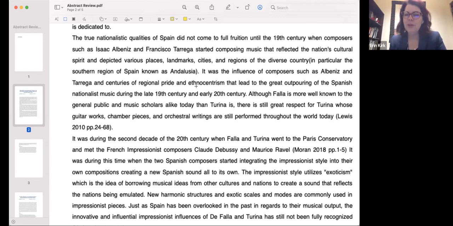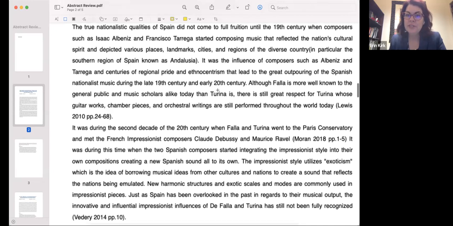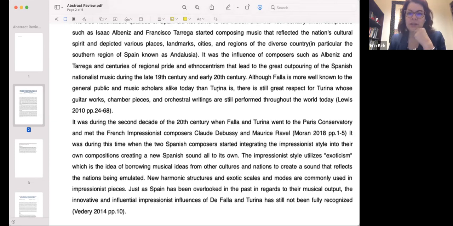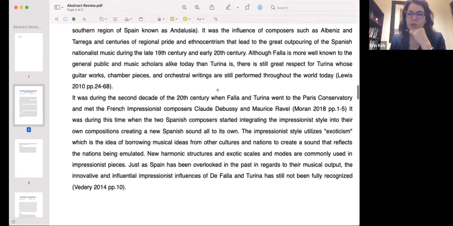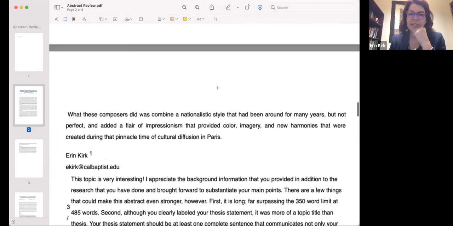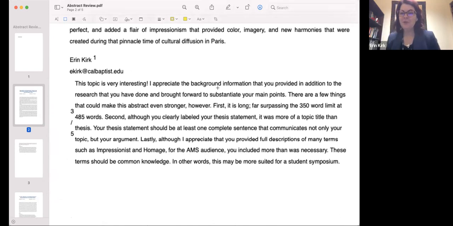Although Falla is more well known to the general public and music scholars alike today than Turina is, not great to end a sentence with is, by the way, there is still great respect for Turina, whose guitar works, chamber pieces, and orchestral writings are still performed throughout the world today. All right, and then there's a whole other paragraph that's very descriptive. I'm just going to scoot down, and it actually has the comments that I typed to this author, which I hope you won't think I was being too mean to him. I wasn't trying to be mean. I was trying to be constructive.